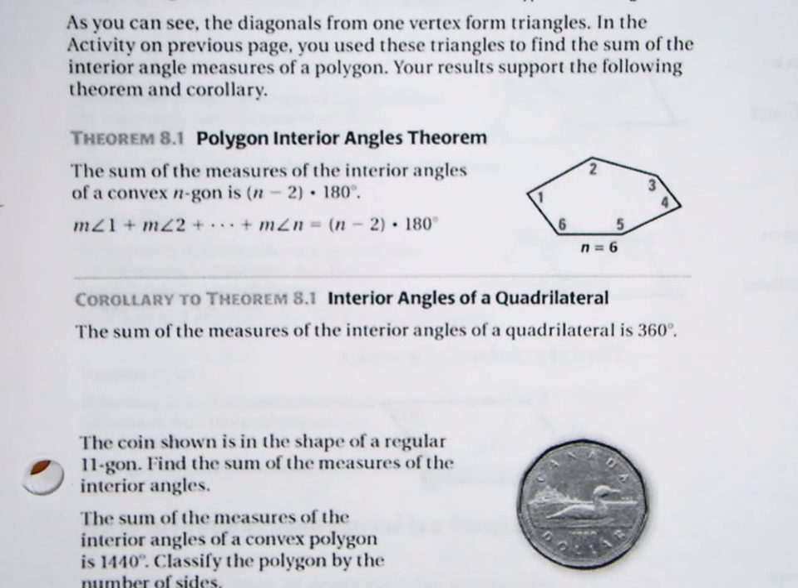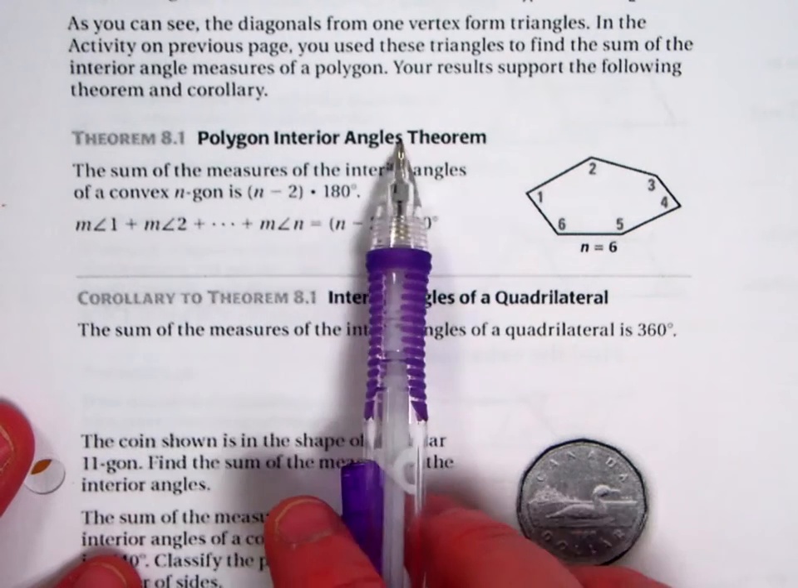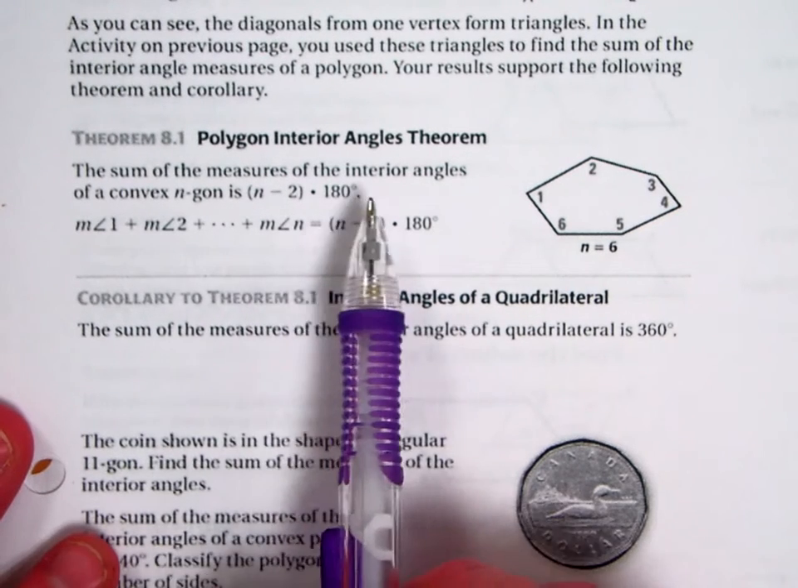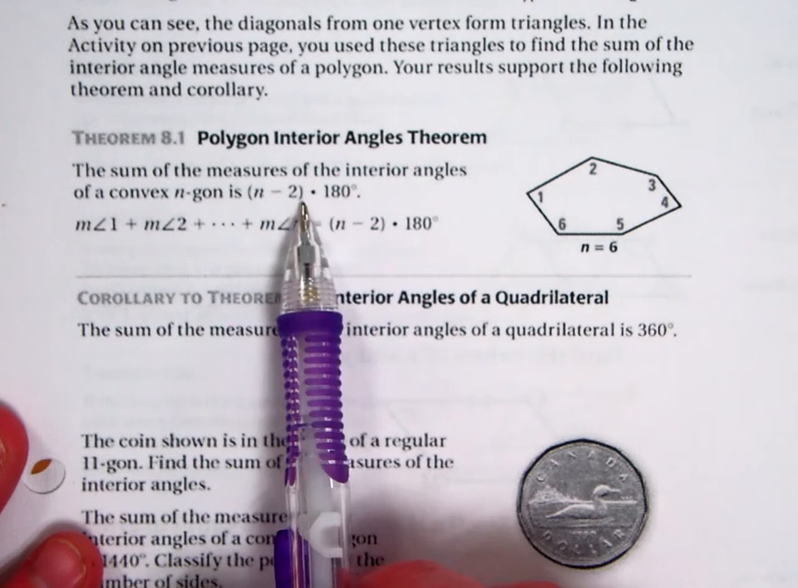Alright, so to start 8.1, finding angle measures in polygons. The first theorem is the Polygon Interior Angles Theorem. The sum of the measures of the interior angles of a convex n-gon is n minus 2 times 180.